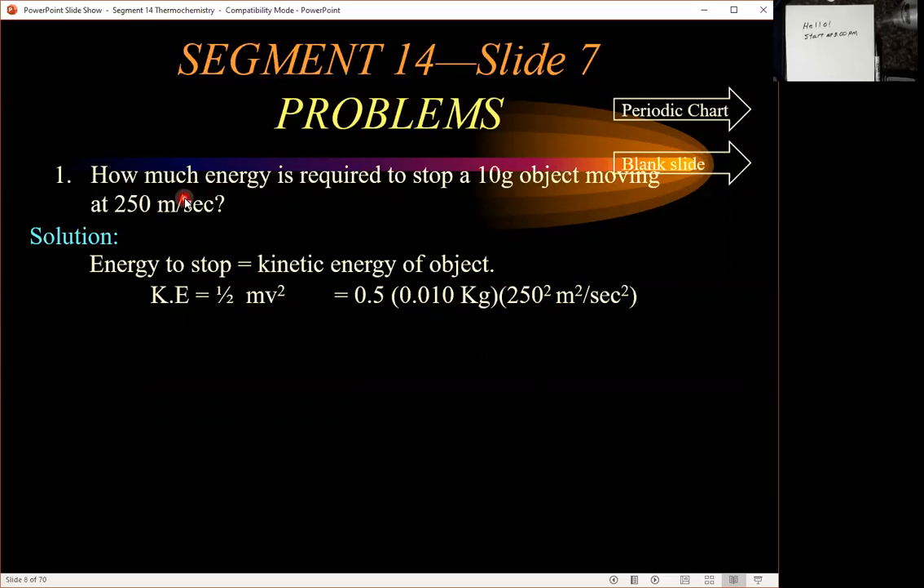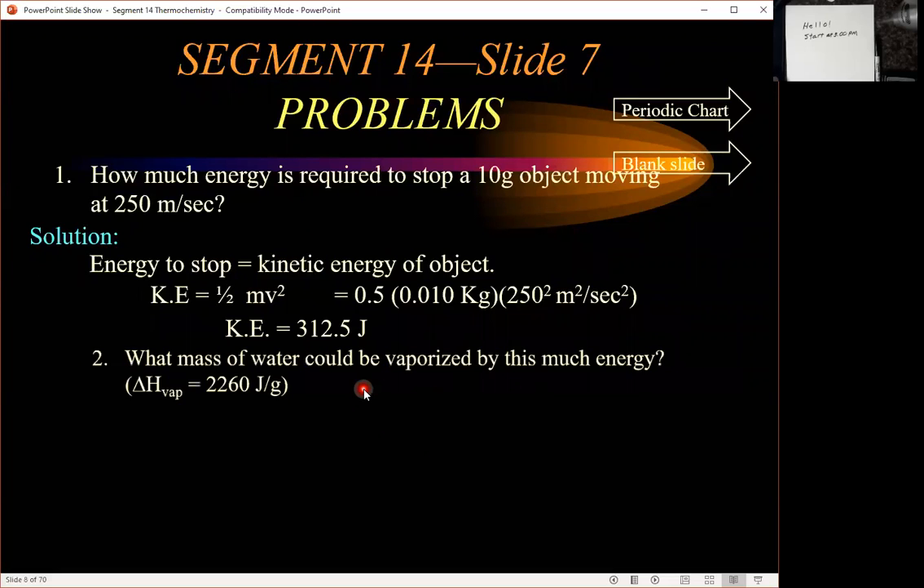Velocity is already in meters per second. It would be a messier problem if it was miles per hour, believe me. But I can put in the 250 squared, and the units have to be squared. And when we do that, we get kilograms meters squared per second squared. That's the energy in joules. So the kinetic energy that that object has is 312.5 joules. That's how much energy it would take to stop it.